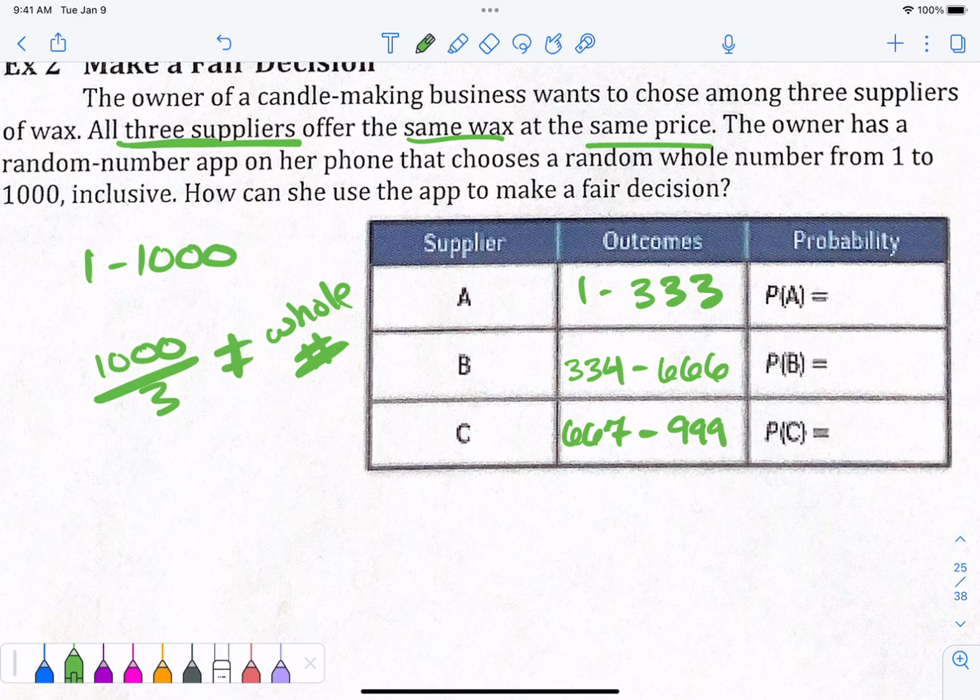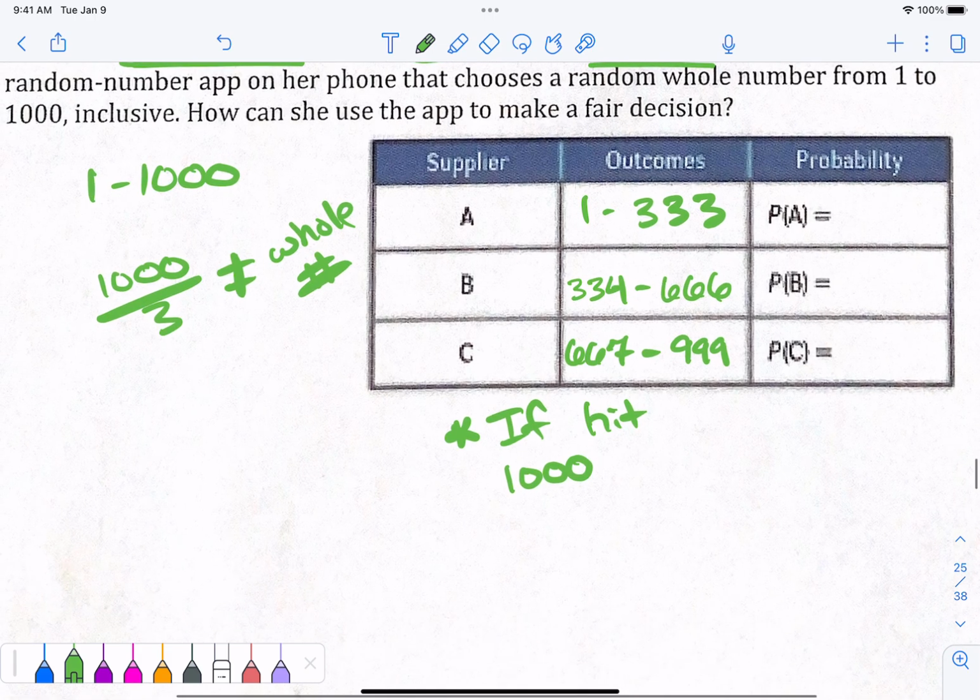But what if we hit 1,000 on the nose? The chances of me hitting 1,000 on the dot is probably slim to none. But what if we do hit 1,000? What if we spin and it pulls out the number 1,000? What do we do? Spin again. Yeah, we could do that. As long as we specify that ahead of time, like if we hit 1,000 exactly, then we're going to spin again.